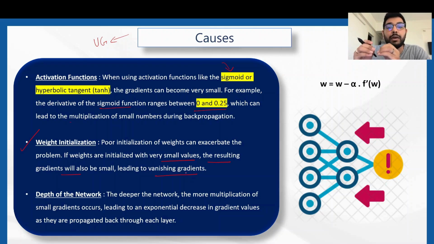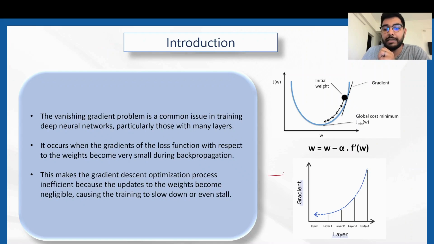The third major cause of vanishing gradient is the depth of the network. The deeper the network, the more the multiplications of small gradients as we back propagate, leading to an exponential decay in the gradient values as we propagate back through the layers. This is similar to what we saw over here in this particular graph, that over here we had 3 layers, and if we were to have even more layers over here, this particular gradient would become negligible as the number of layers increased.